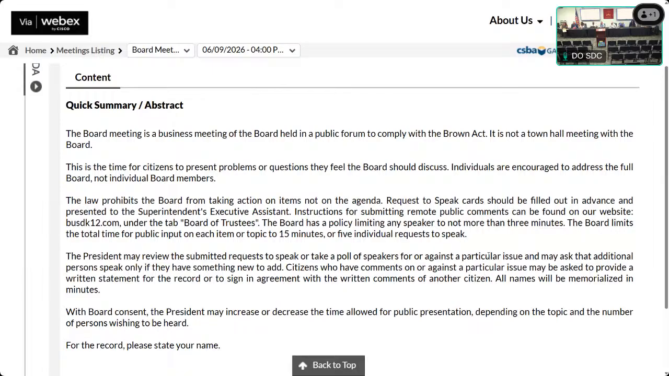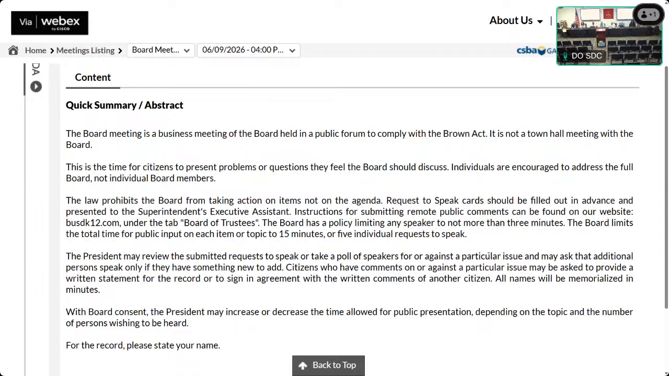Instruction for submitting remote public comment can be found on the website busdk12.com under the tab Board of Trustees. The board has a policy of limiting the speakers to not more than 3 minutes. The board limits the time for public input for each item or topic to 15 minutes or 5 individual requests to speak. The president may review and submit requests to speak or take a poll of speakers for or against a particular issue and may ask the additional person speak only if there's something new to add.